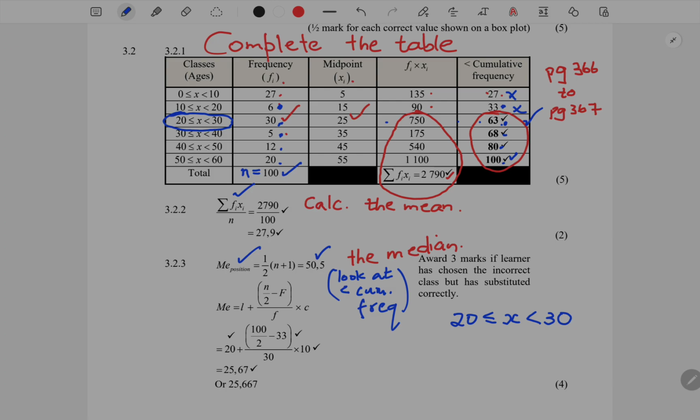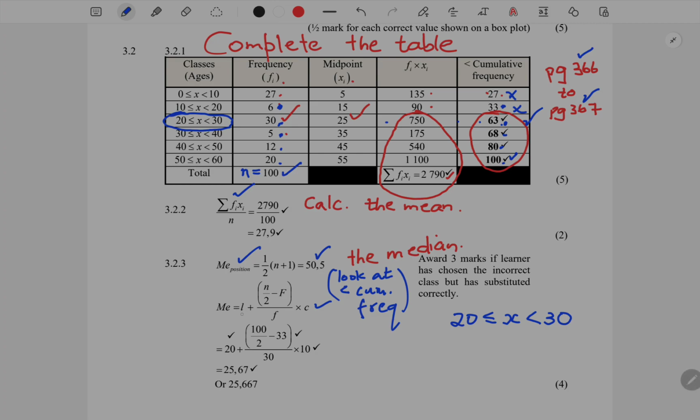Then the formula for the median, abbreviated ME, is equal to L plus (N over 2 minus capital letter F) over small letter f times C, and will be given on the formula sheet. Sometimes they will give you this formula and say use this formula in the question. So where do you get these formulas? You are going to get them on page 366 and also page 367.